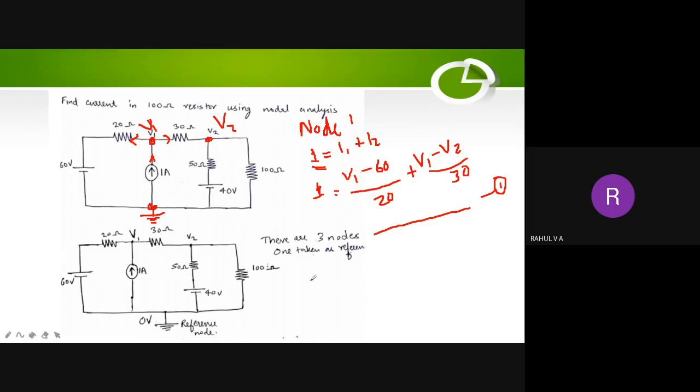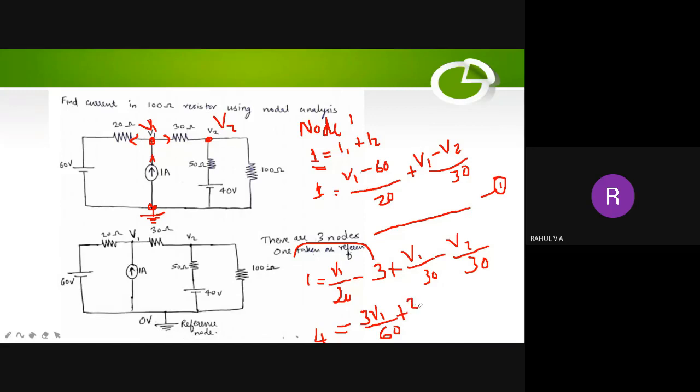Okay, let me explain this one. That is better, I guess. 1 is equal to V1 by 20 minus 60 by 20, which is 3. So minus 3 plus V1 by 30 minus V2 by 30. So this 3 you can take to this side, so it is 4. 4 is equal to V1 by 20 plus V1 by 30 minus V2 by 30.